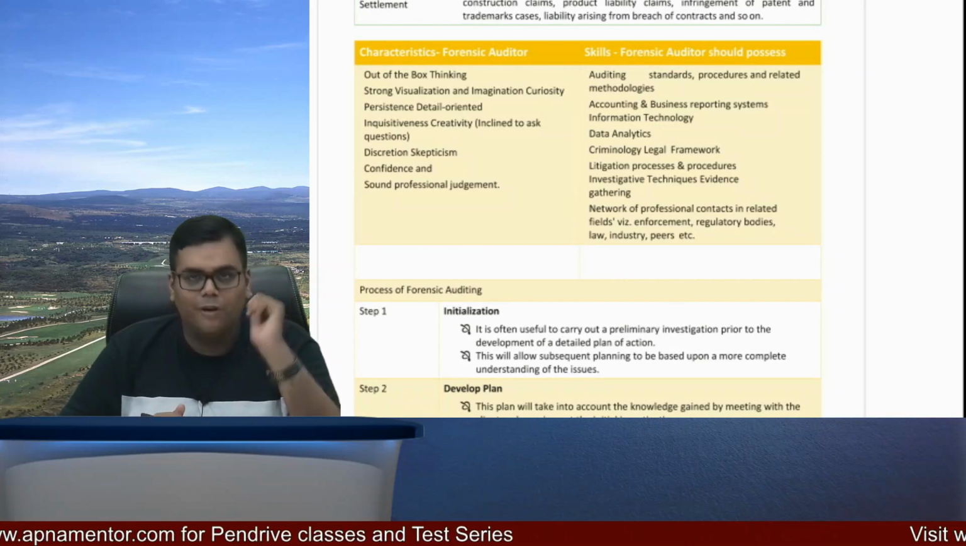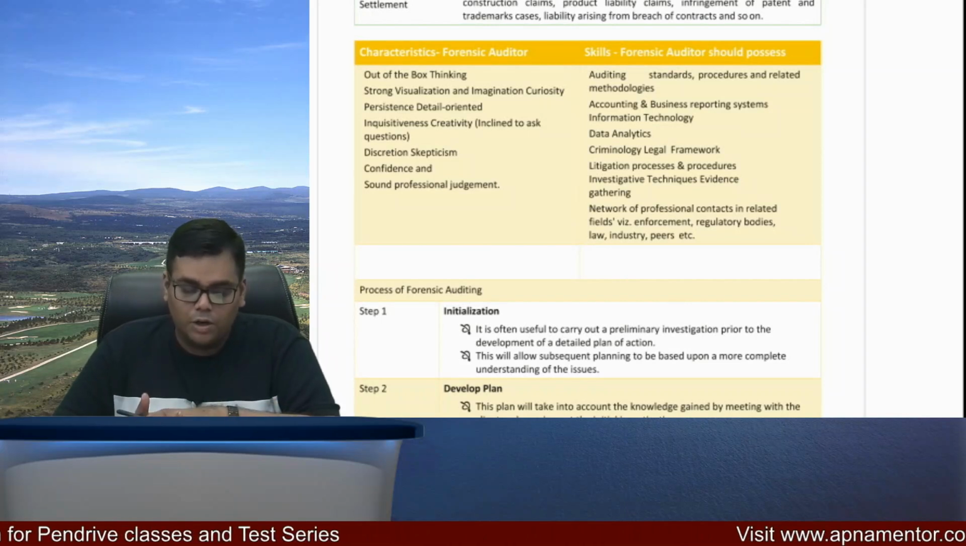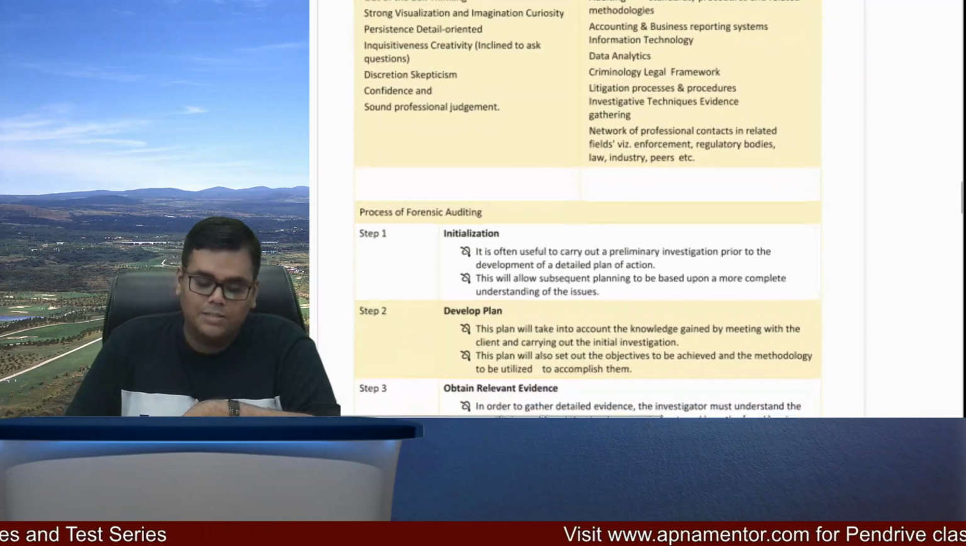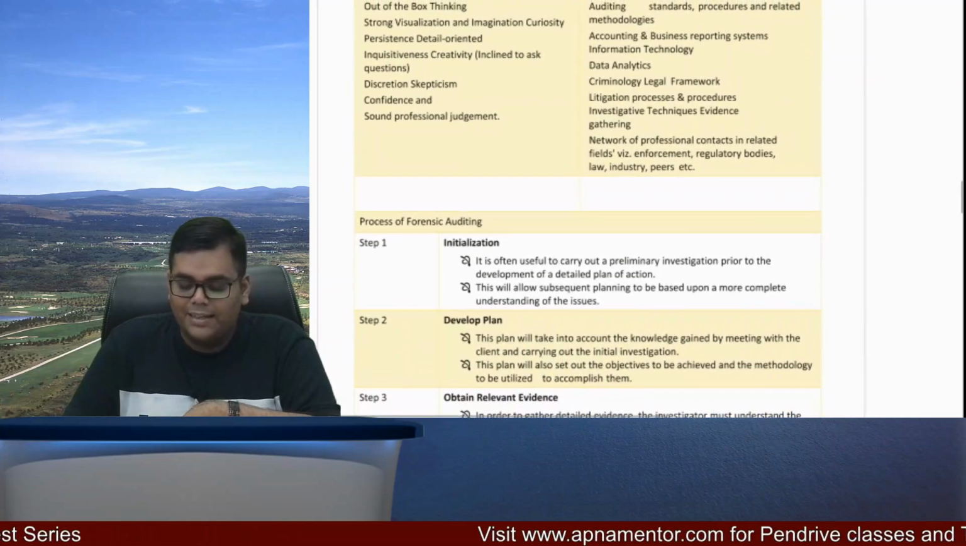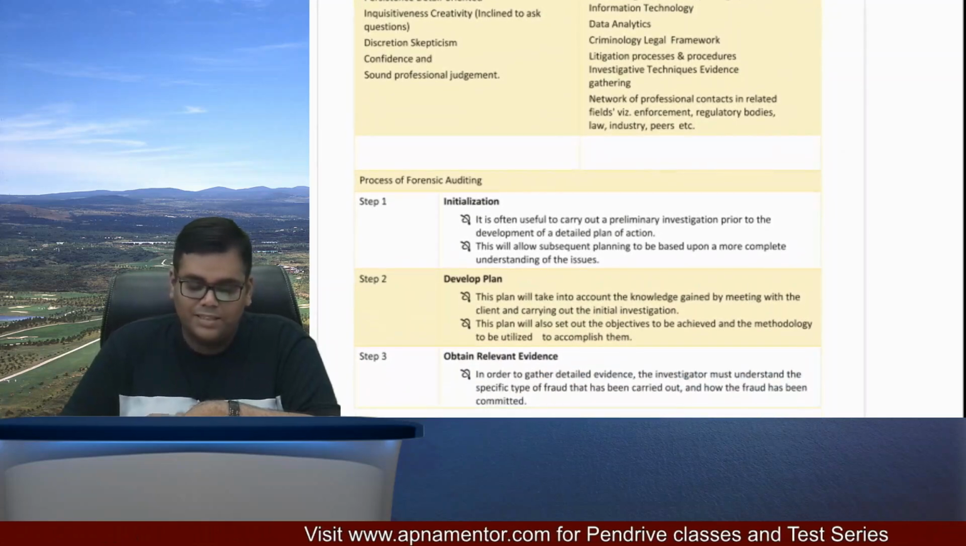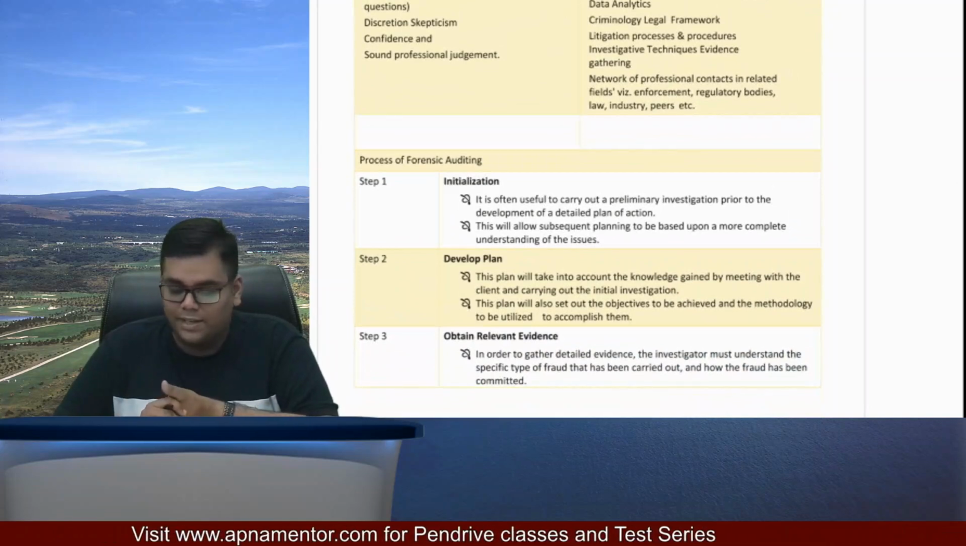Characteristics of a forensic auditor: he should have out-of-the-box thinking, creative thinking, strong visualization, then inquisitiveness, creativity, descriptive skepticism, confidence, sound professional judgment. What are the skills that the forensic auditor should possess? Like auditing standards, accounting and business reporting systems, information technology, data analytics, criminology, legal framework, litigation process and procedures, investigative techniques, evidence gathering, and a network of professional contacts in related fields.